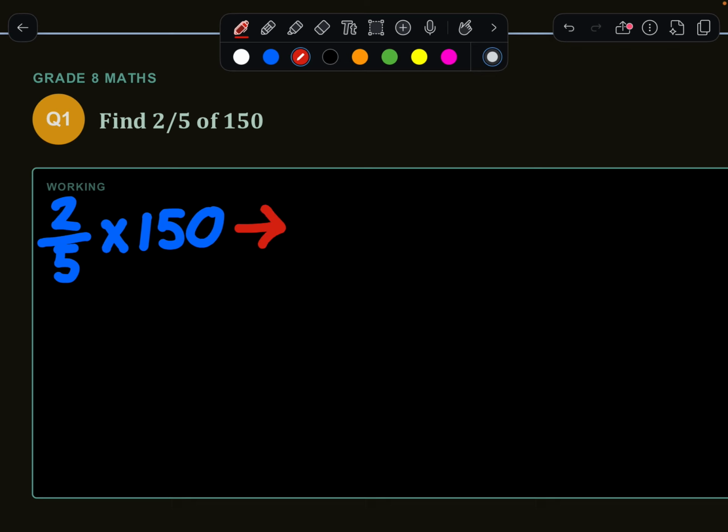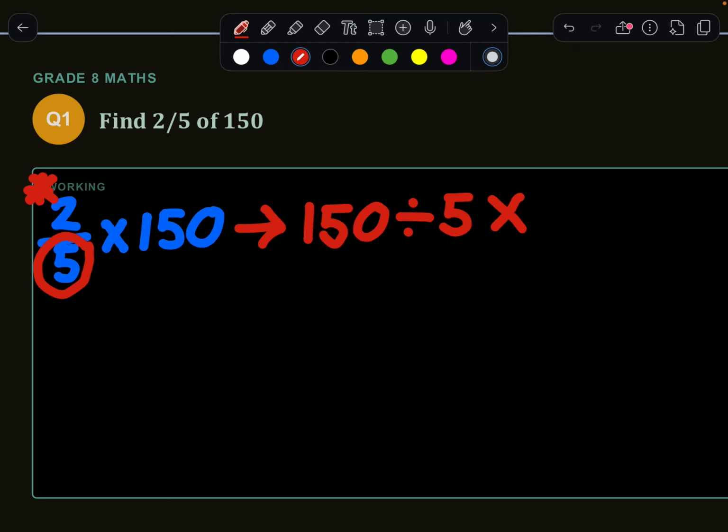So how we rewrite it is we always say the big number, so 150, divided by the bottom number, so divided by 5, and then multiplied by the top number, so times 2. So you need to remember that method. That needs to come straight away that you can do that. Now we just got to do the working out.